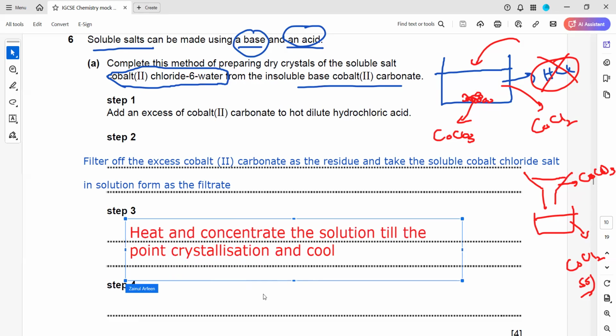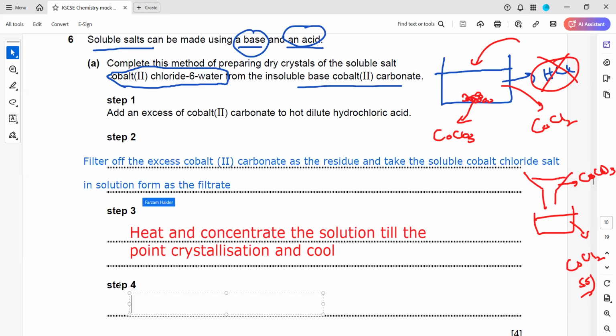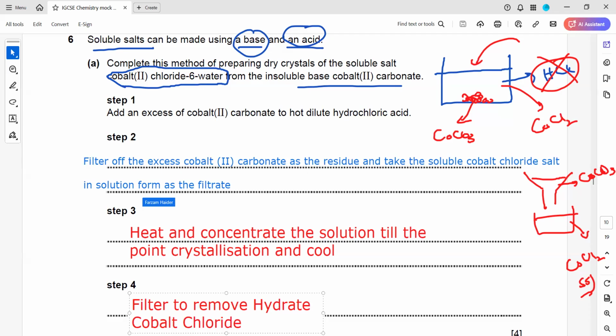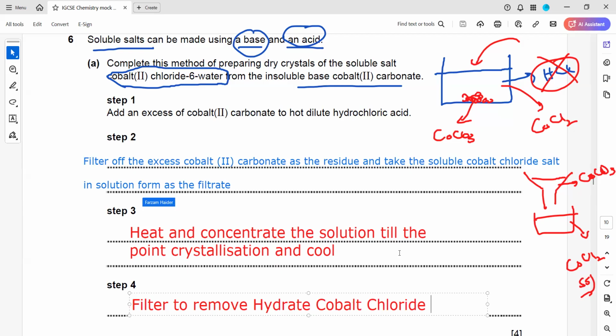Then what we have to do, we just filter it off. Filter to remove the hydrated cobalt chloride salt. We can filter it off and then we can dry with a tissue paper, but we cannot use an oven here. Why can we not use an oven for drying? Because this is a hydrated salt.